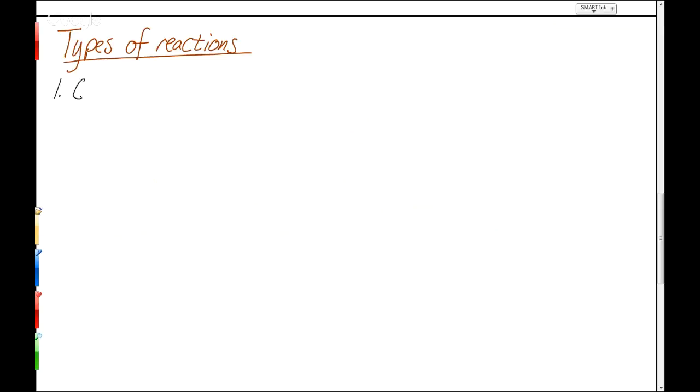So first type is called combination, or sometimes composition. And this is where you're combining a couple things together to make one product. So you've got a reaction of the type A plus B yields AB. That's called a combination reaction. Sometimes it could be A plus B plus C equals ABC. And A and B can be whatever. They can be large compounds, they can be small compounds, but you put things together and they just end up making one product. That's called composition.